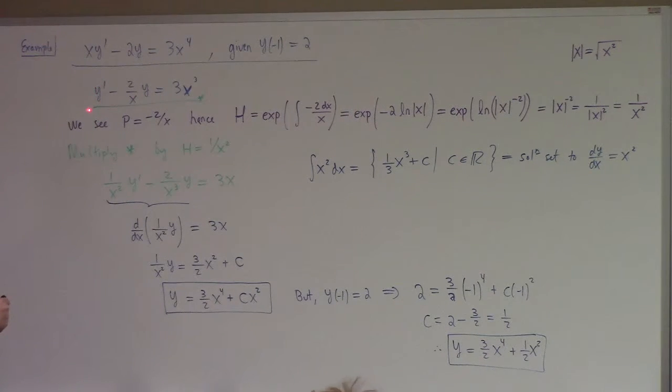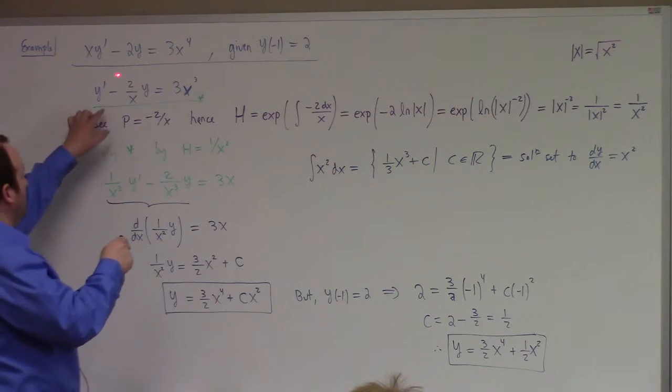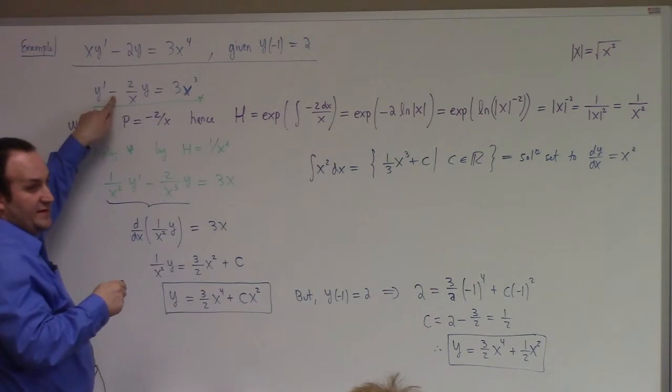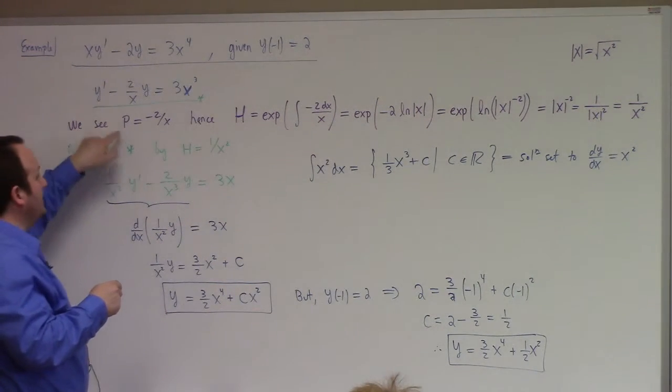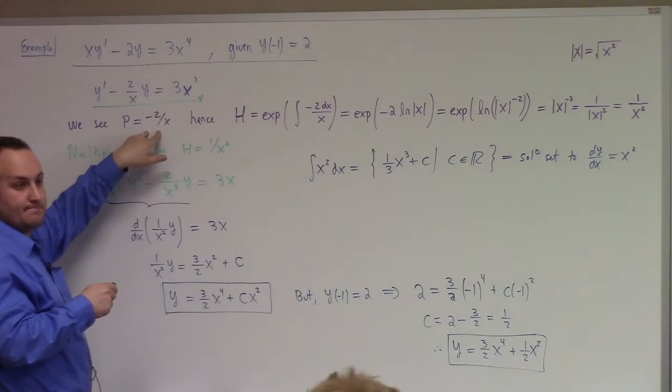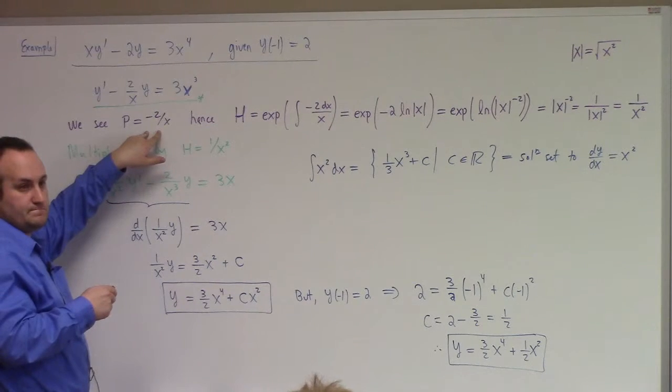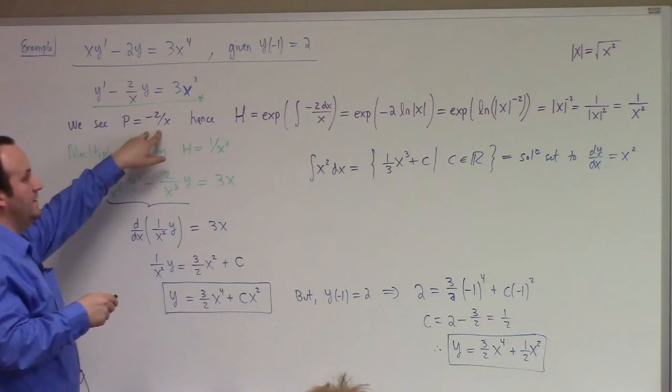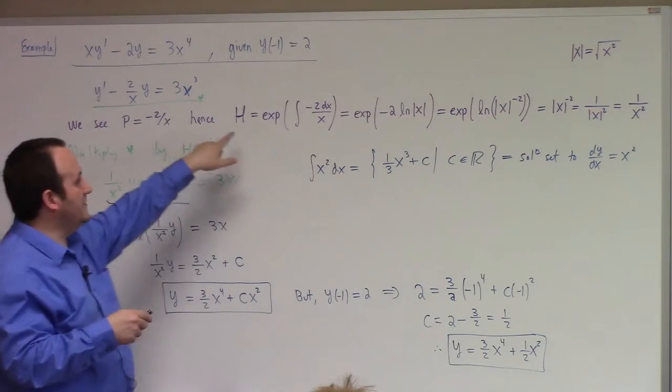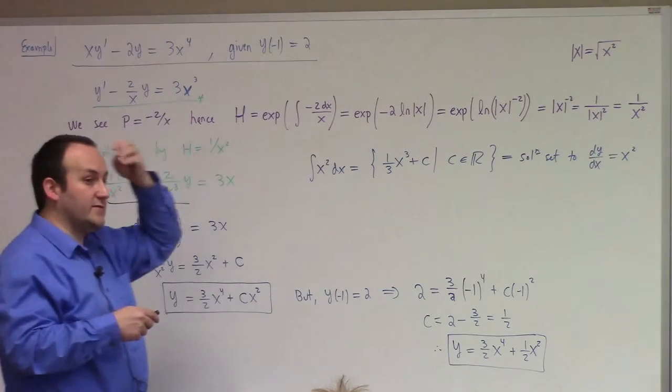First of all, I put it in the standard form, which is to isolate y prime. So it's now in the form dy/dx plus py equals q. What's my p? Don't neglect this minus sign. That minus sign is important. So p is equal to minus 2 over x. Does that make sense? Okay. So the integrating factor then is the exponential of the integral of minus 2 dx over x.